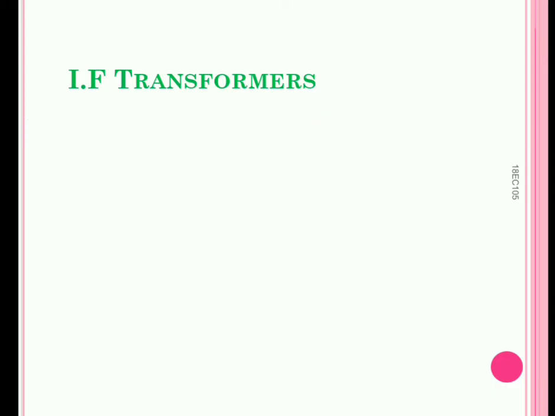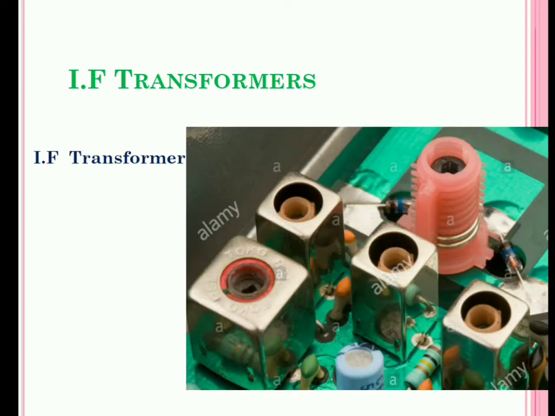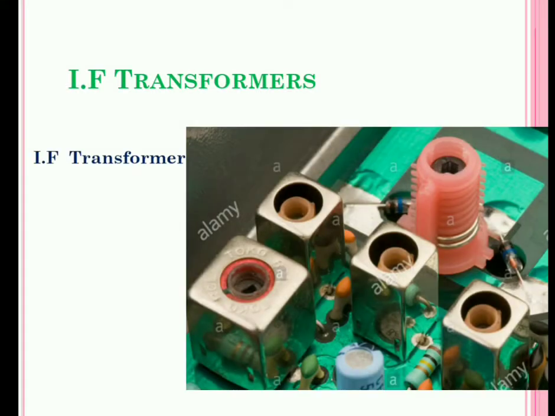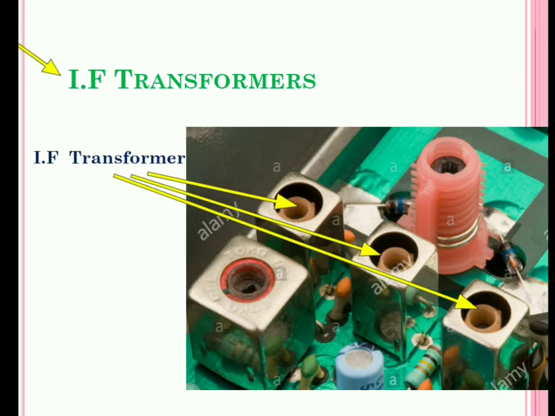Now let us see another application, that is IF transformers. IF transformers are used in radio receivers as well as TV receivers, wherein they are meant for the intermediate frequency. In radio receivers, the intermediate frequency used is 455 kilohertz, whereas in TV you have two independent intermediate frequencies, one is 33.4 and the other 38.9 megahertz. So these are IF transformers that are used in receivers.